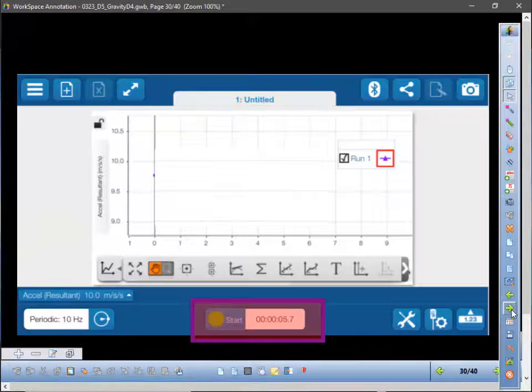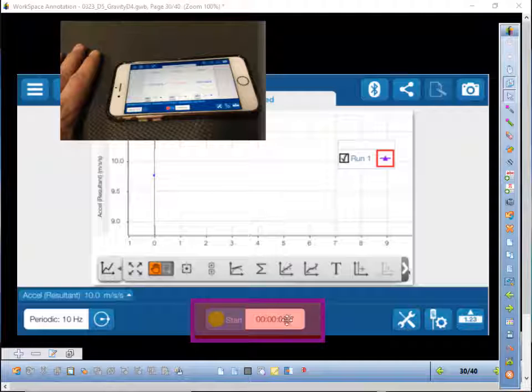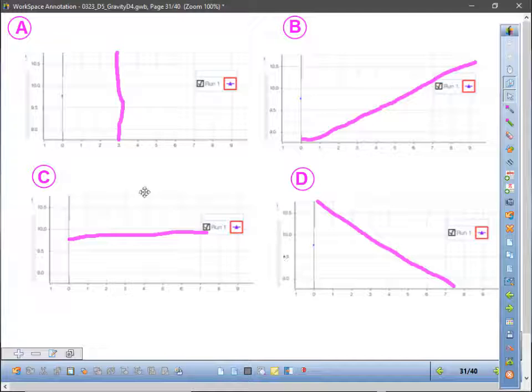All right, now go ahead and put the phone flat on the table again, but this time you're going to get a graph. Hit Start, and after about 5 or 6 seconds, hit Stop. If you do this correctly, my question is, which of these four different graphs did you end up getting? A line straight up, a line at an angle this way, a line at an angle that way, or a line straight across?